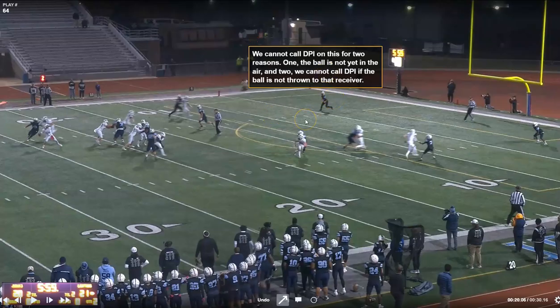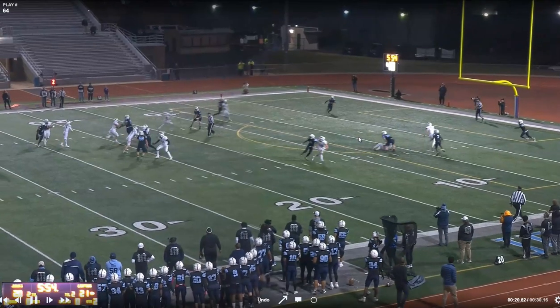Secondly, we can't have DPI if that ball's not thrown to that particular receiver. So if he would throw this ball to this receiver, we can't call DPI on this receiver. The ball's got to be thrown to that receiver to have defensive pass interference called. But we can have a D hold.